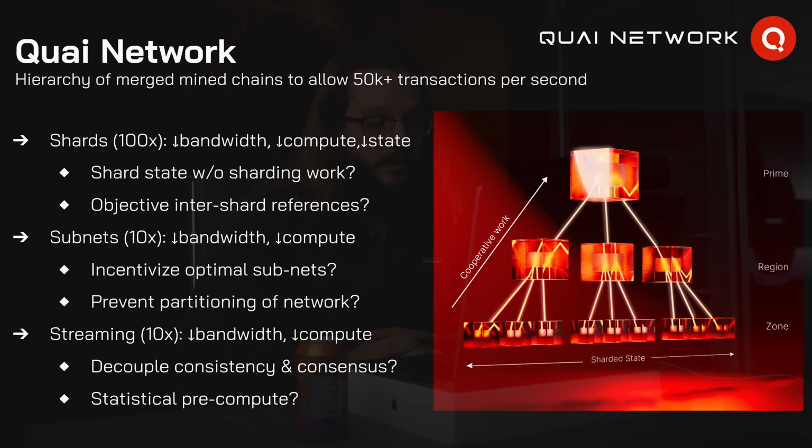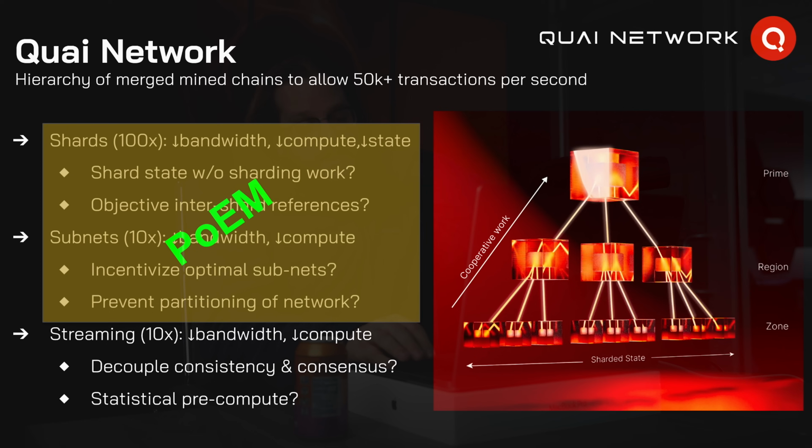However, to be able to do streaming, we need to be able to decouple the consistency of the network from the consensus in the network. And we also need to have a process for statistical pre-compute. In a traditional sense, you can think of this as speculative execution.